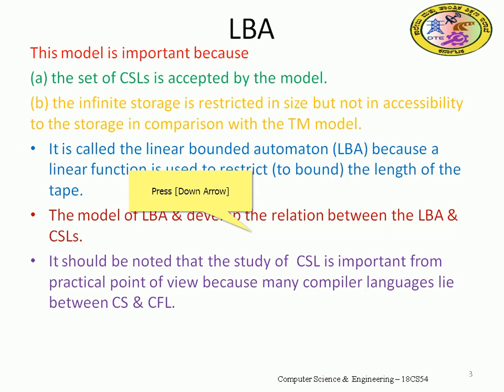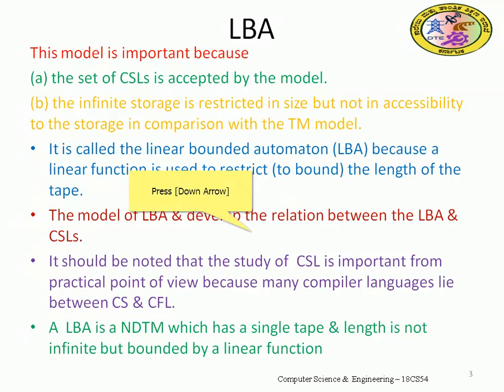It should be noted that the study of context sensitive languages is important from the practical point of view, because many compiler languages lie between context sensitive and context free languages. So in order to cater to the needs of those compiler languages, this is most important. A linear bounded automaton is a non-deterministic Turing machine which has a single tape whose length is not infinite, that is finite, but bounded by a linear function.